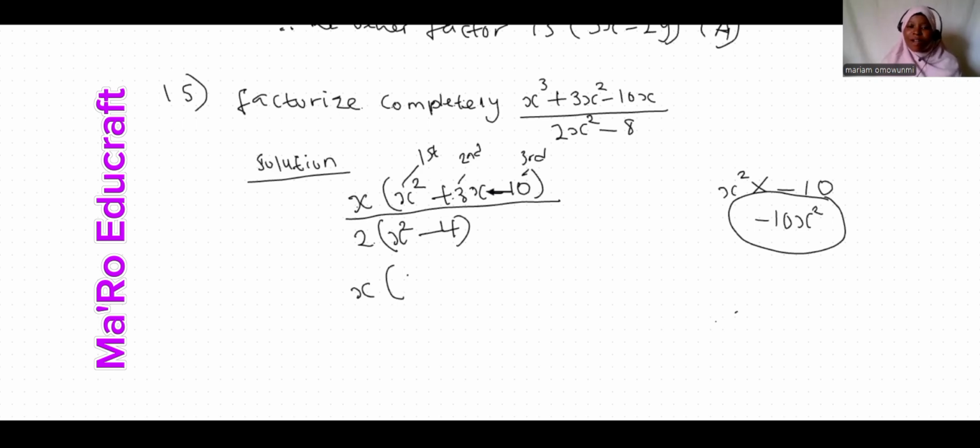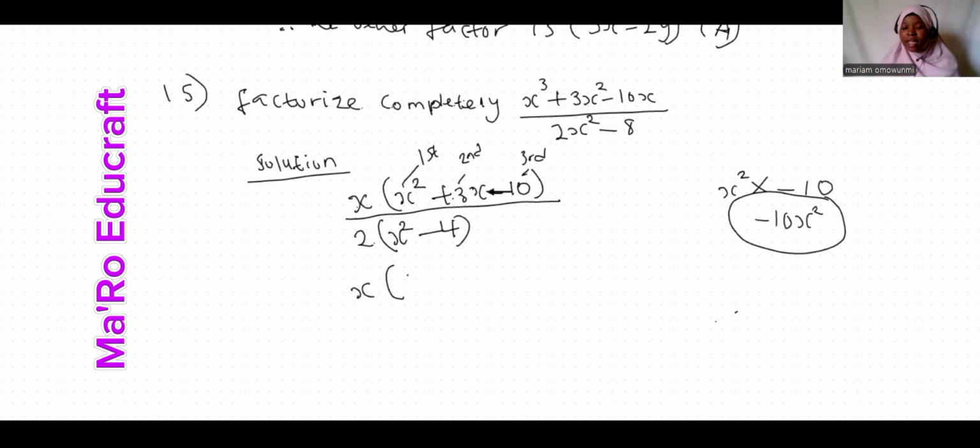I repeat, when factorizing, I call this the first, the second, the third. Multiply the first and the third together, which is x squared times minus 10, and that gives me minus 10x squared. I'll circle it. Then I will look out for two factors that when I multiply, I get minus 10x squared, and when I add those two factors, I get the value of the second here.